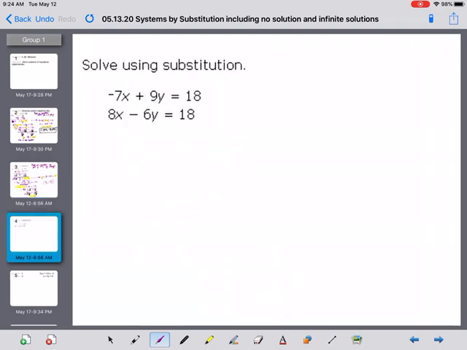Go ahead and try this one. Ooh, this one's ugly. This will be under the challenge section of IXL.